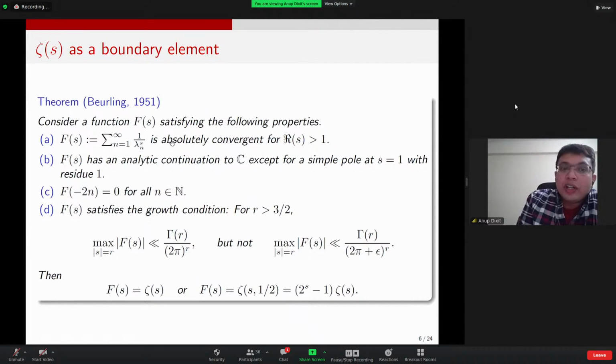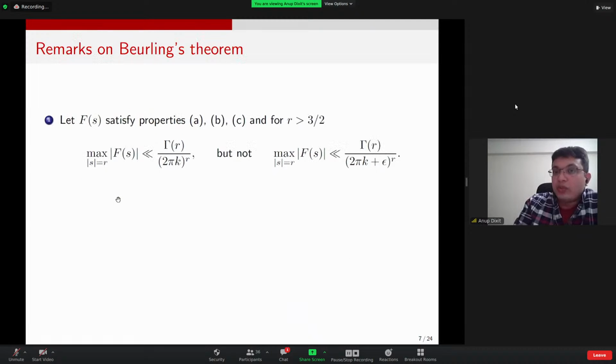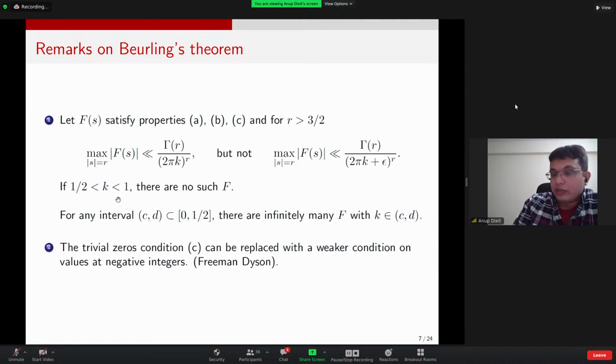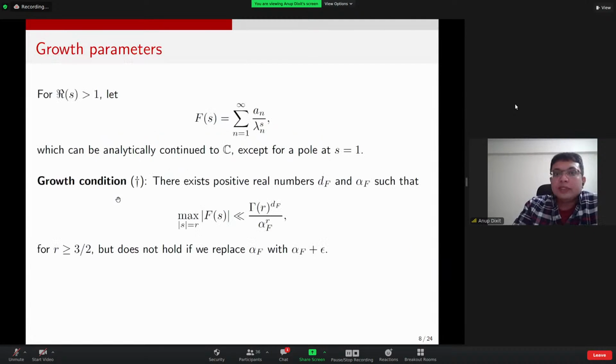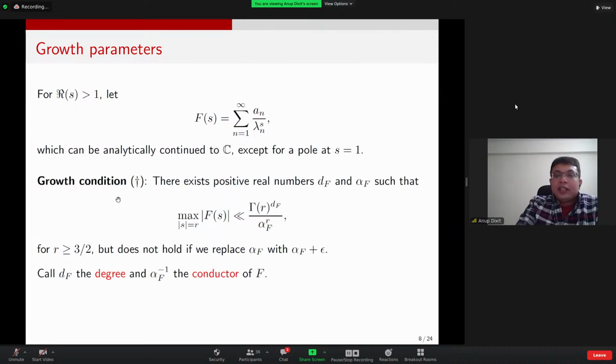They are of course not included in this set because of this trivial zero condition. So in fact, all the Hurwitz zeta functions can also be realized as the boundary element of some collection of functions, which would follow from the result of Dyson. Okay, so this is the growth condition that we have.